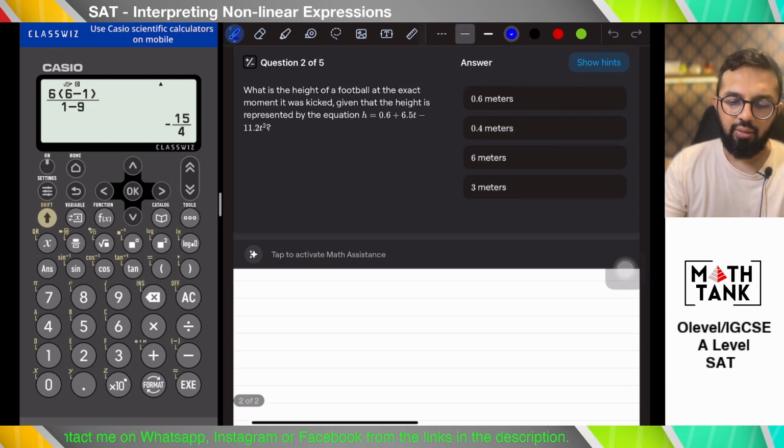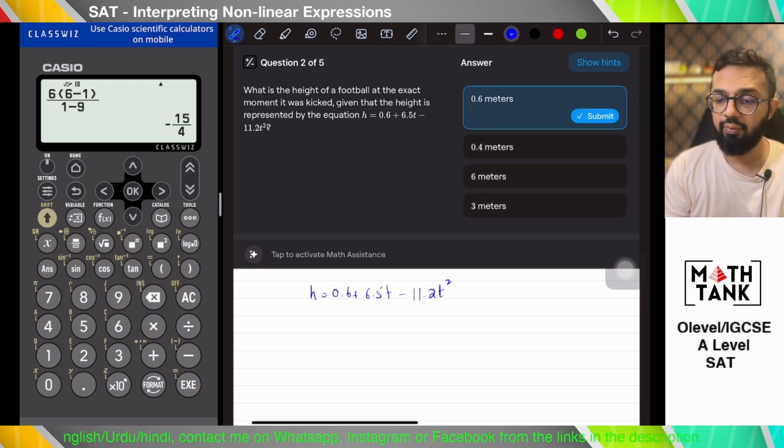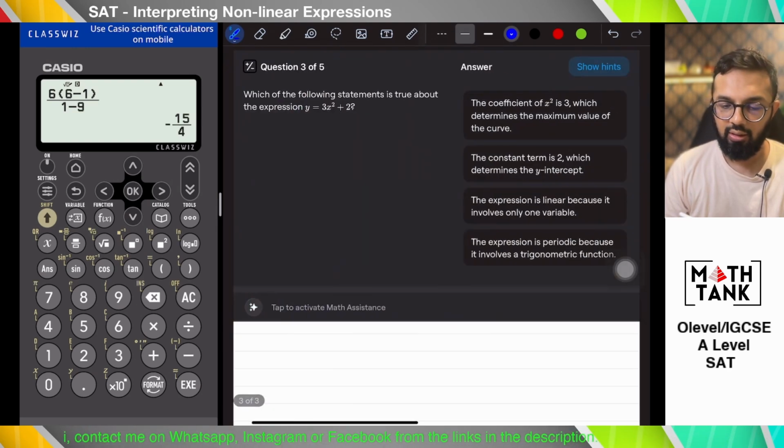Second, what is the height of a ball at the exact moment it was kicked, given that the height is represented by the equation h equals 0.6t plus 6.5? When it was kicked, time was 0. So it should be 6.5, the interpretation of the y-intercept basically.